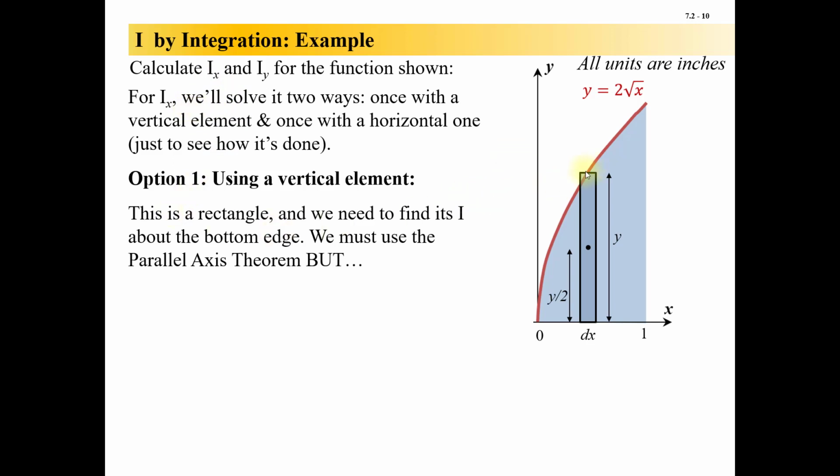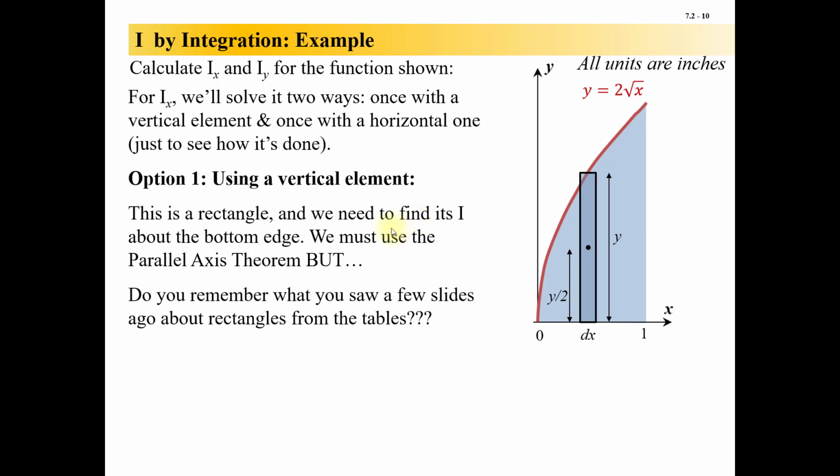So this is my first element here. It's dx wide by y tall. The centroid of this is at y over 2. What I was saying before, if we're finding the moment of inertia about the x-axis, wouldn't this thing also have its own moment of inertia about this axis right here? So we would have to incorporate an Ad squared term. However, there is an out.